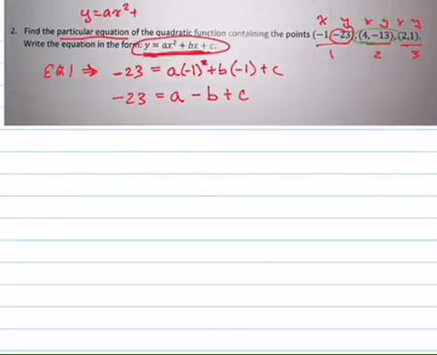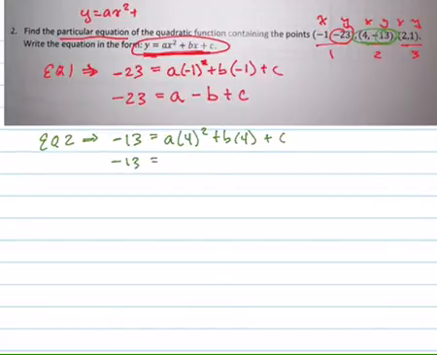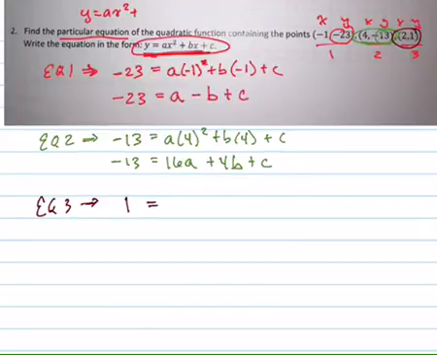Let's do that with this point. So equation 2 is going to be negative 13 equals, see where I got that from? Plug in 4: a times 4 squared plus b times 4 plus c, which means negative 13 equals 16a plus 4b plus c. Got it? And the last equation we're going to use is 2 comma 1. So equation 3 is going to be with 2 comma 1. So 1, that's my y value, equals 2 squared, which is 4a, plus 2b plus c.